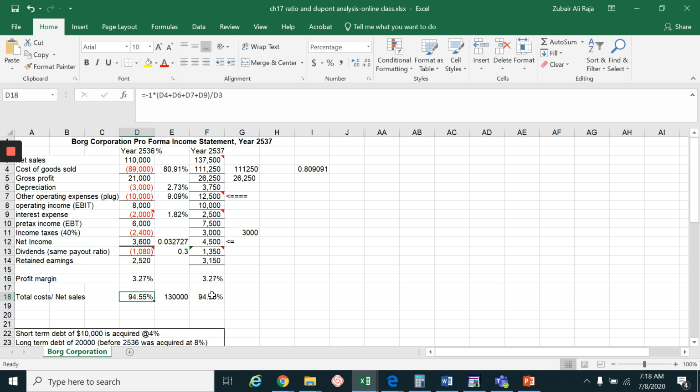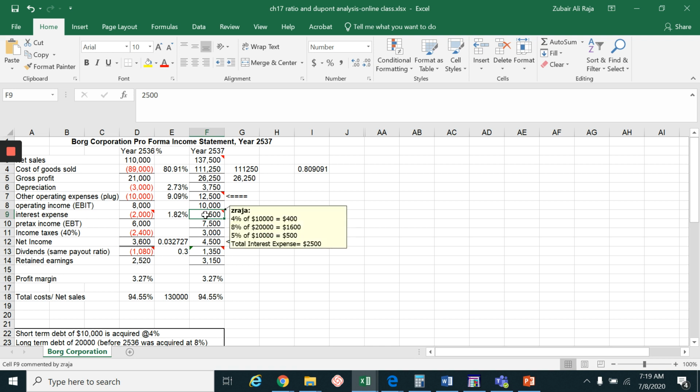We want to maintain that. So this number is a percentage of the total sales, which is 80.91. This is also a percentage, right? This is also a percentage. This is not a percentage, so this is a plug variable. We'll change that. But in order to do this, first you need to plug this number, interest expense.